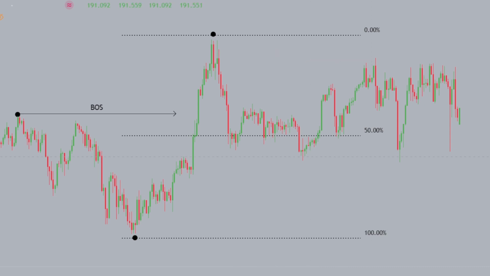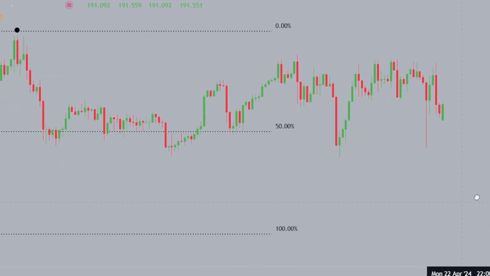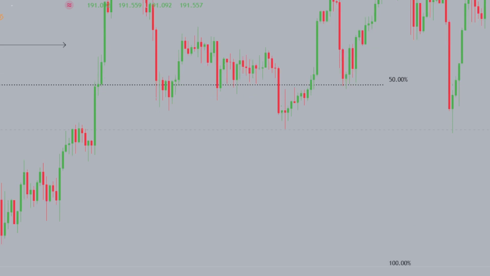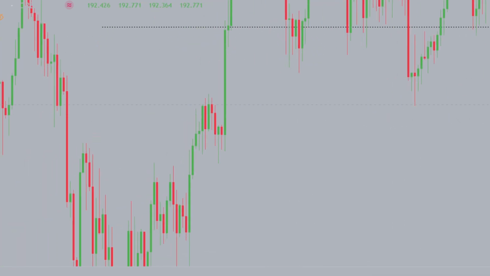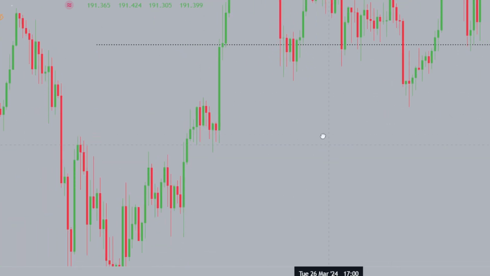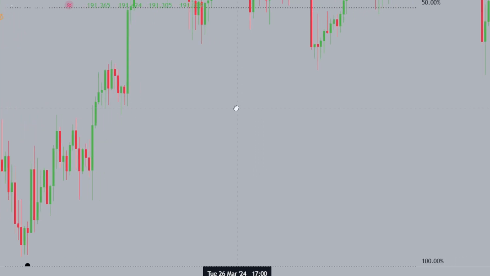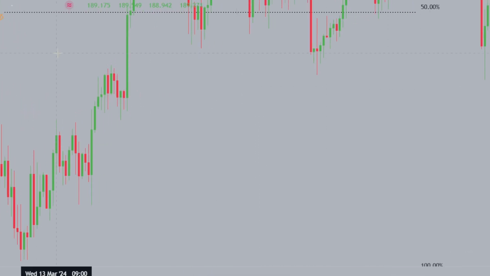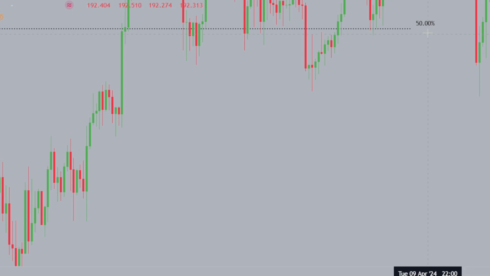Now from here, it's important to understand a couple of things. Most importantly, where are the POIs? What makes a POI is that it has to leave a fair value gap or an inefficiency below the 50% level. Notice how this is the equilibrium over here. This marks the EQ, or the equilibrium.